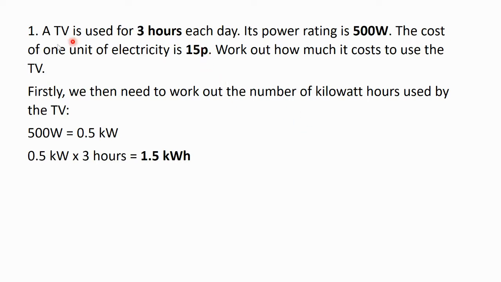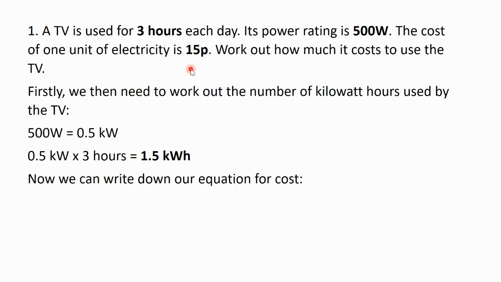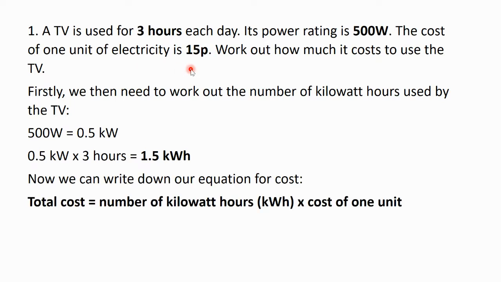We know what 1 kilowatt hour costs. It's 15p. So we can write our equation out for cost. Number of units of energy, number of kilowatt hours times by the cost of 1 unit. The total cost is therefore 1.5 times 15p, which is 22.5p. So this is fairly accurate. So if you do use a TV for 3 hours a day, which is quite a lot of TV, you should be doing more physics. It probably will cost you about 20p. Something I never think of, but it all adds up.